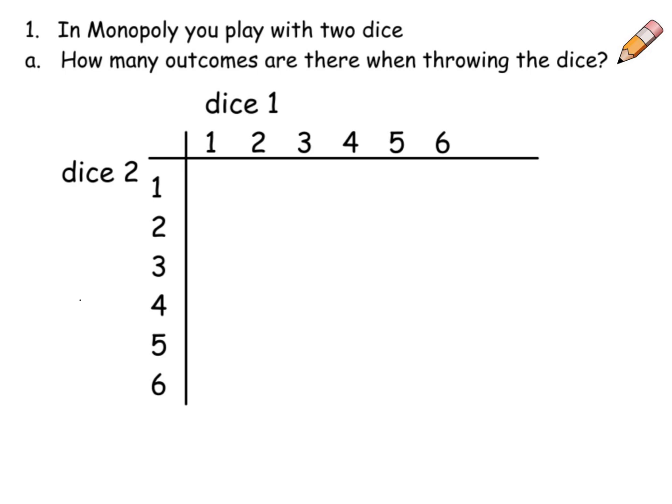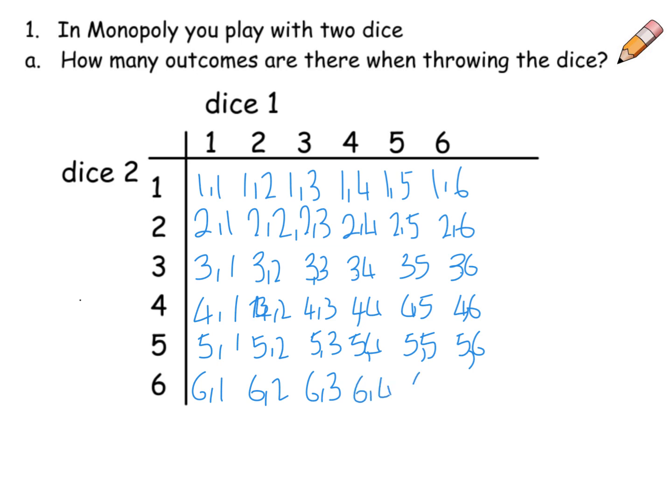So, for example, you can roll a 1 with a 1. You can roll a 1 with a 2. You can roll a 1 with a 3, a 1 with a 4, a 1 with a 5, a 1 with a 6. Do you see where I'm going here? Then I can have a 2 with a 1, a 2 with a 2, a 2 with a 3. I'm going to speed this up a wee bit.